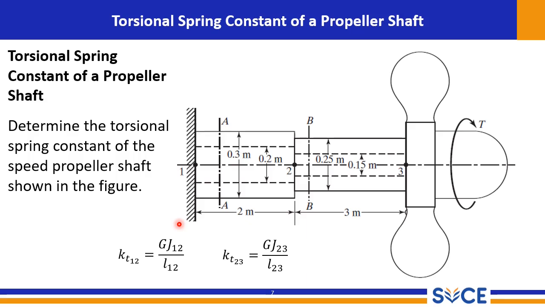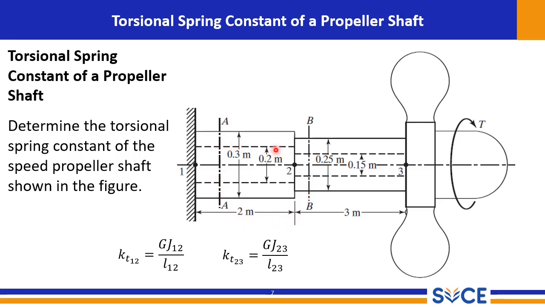Here we are going to tackle a problem involving torsional spring constants, specifically focusing on a propeller shaft. The goal is to determine the overall torsional spring constant for this shaft, which is crucial for understanding how it resists twisting forces. Let's take a look at this diagram.